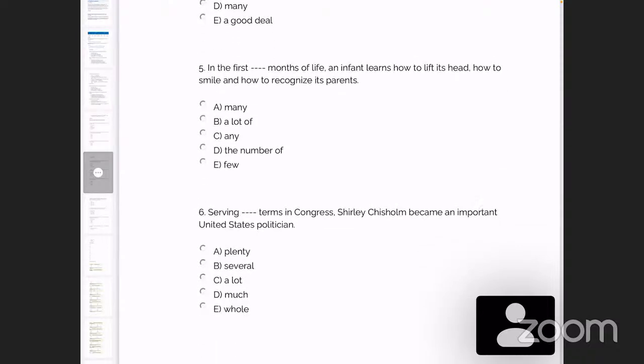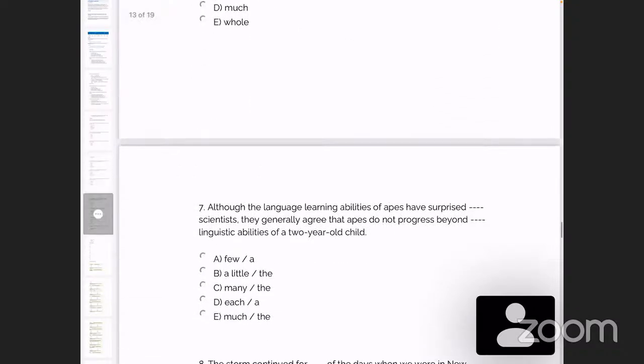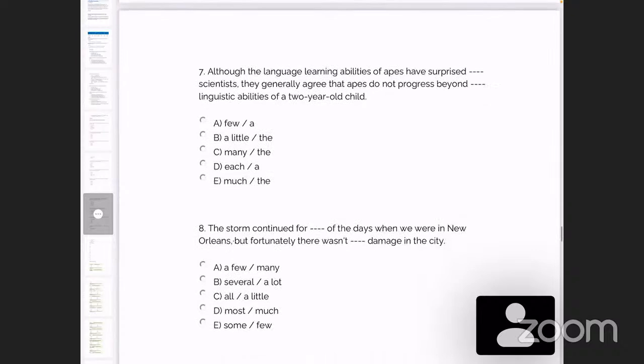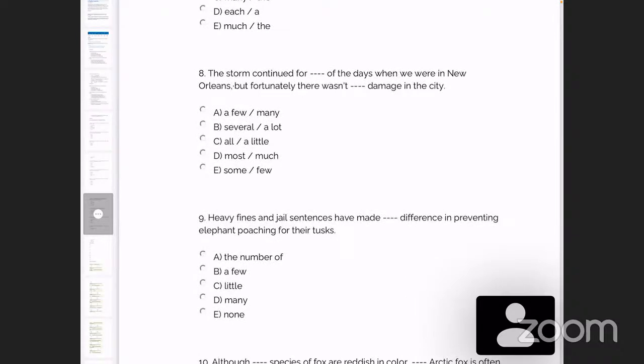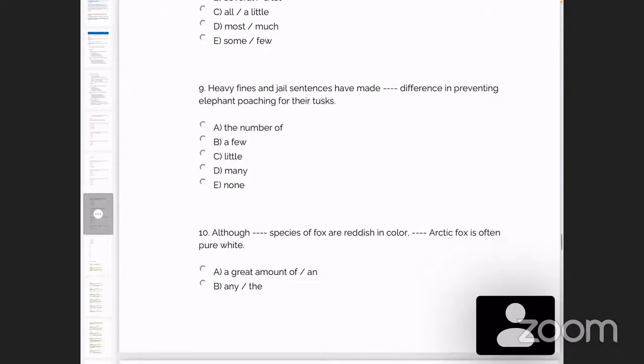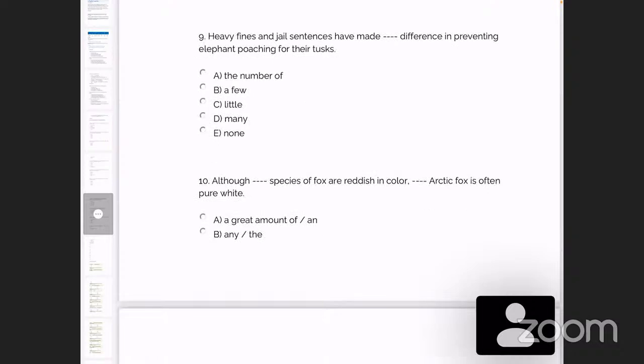Serving dash terms in Congress, Shirley became an important United States politician. Although the language learning abilities of apes have surprised scientists, they generally agree that apes do not progress beyond dash linguistic abilities of a 2-year-old child. The storm continued for dash of the days when we were in New Orleans, but fortunately there wasn't dash damage in the city. Having fines and jail sentences have made dash difference in preventing elephant poachings for their tusks. Although dash species of fox are reddish in color, Arctic fox is often pure white.